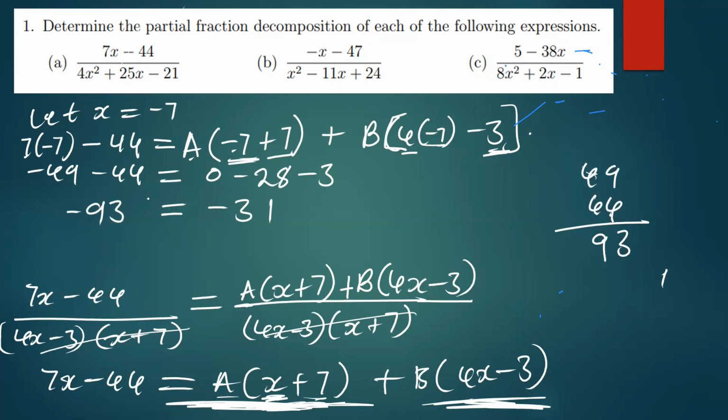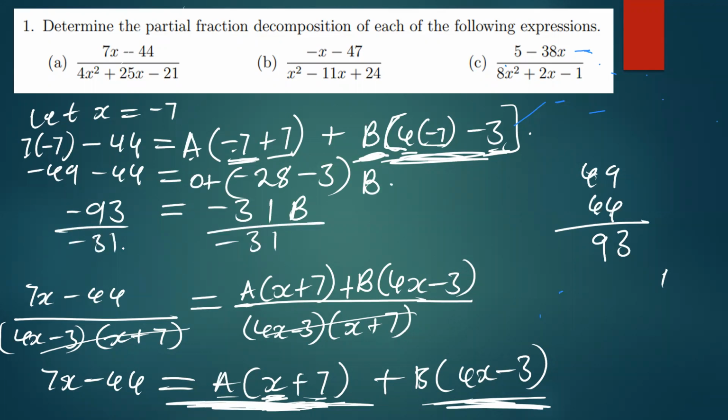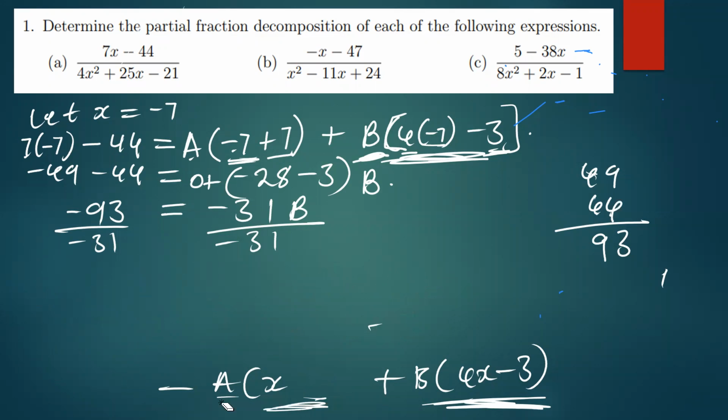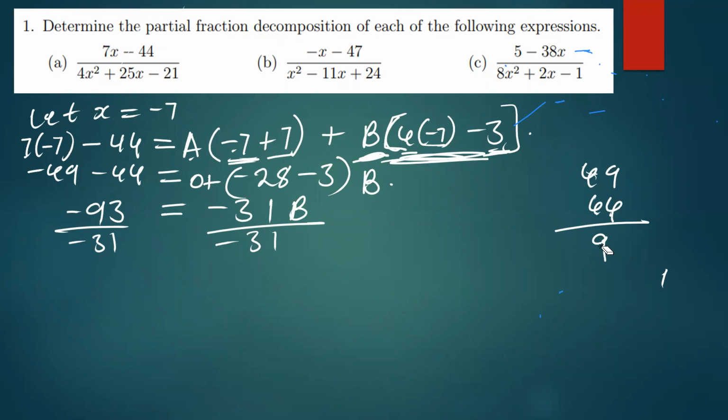Sorry, this part here is supposed to be multiplied with B because we have B there. So B times that. I forgot to write that, sorry. So I have 0 plus, we have a B there. So we divide by -31, divide by -31. This is what you're going to have. So when you divide this and that, you remain with B this side.